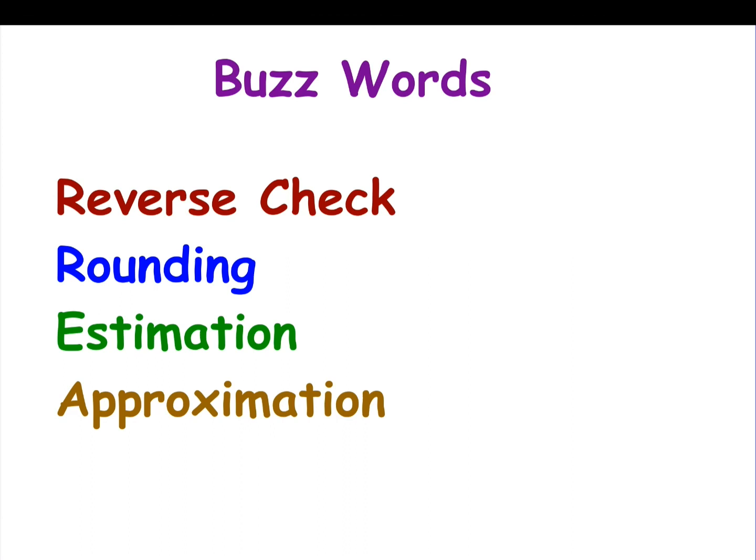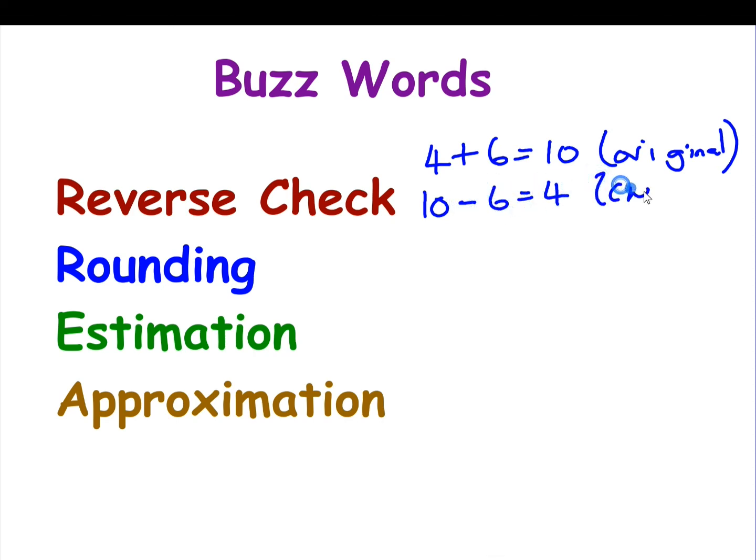So the buzzwords to come from this video are reverse check, rounding, estimation, and approximation. Do you remember what they all are? So the reverse check was where you have a calculation such as 4 plus 6 equals 10 as your original calculation. Your reverse check is to put your answer first, reverse the function, and then put your first number as your answer, and this is your reverse check method.